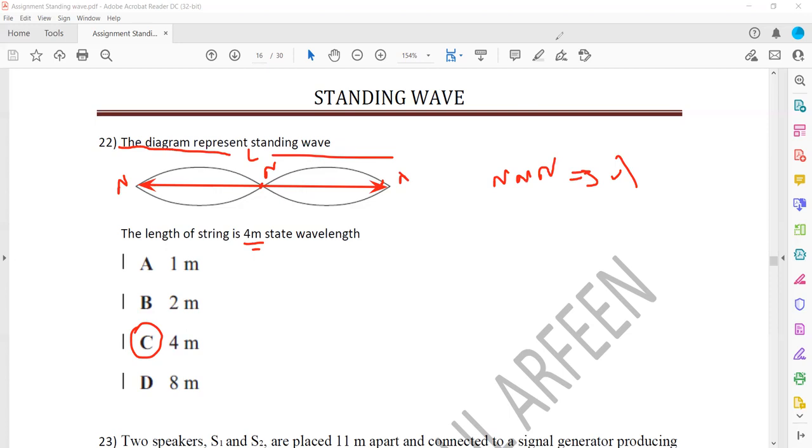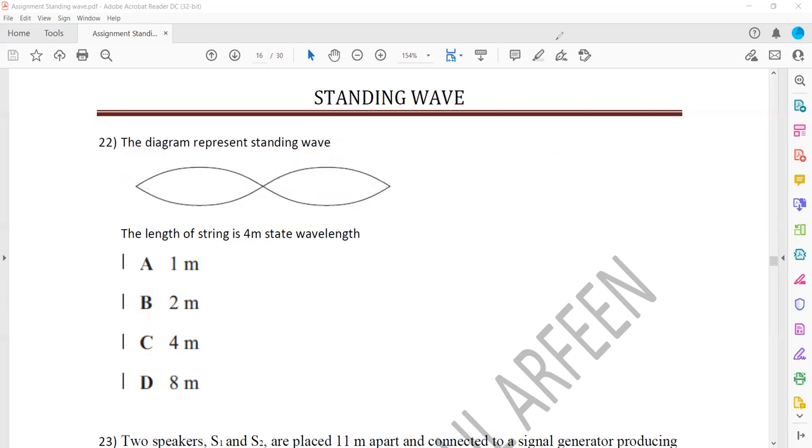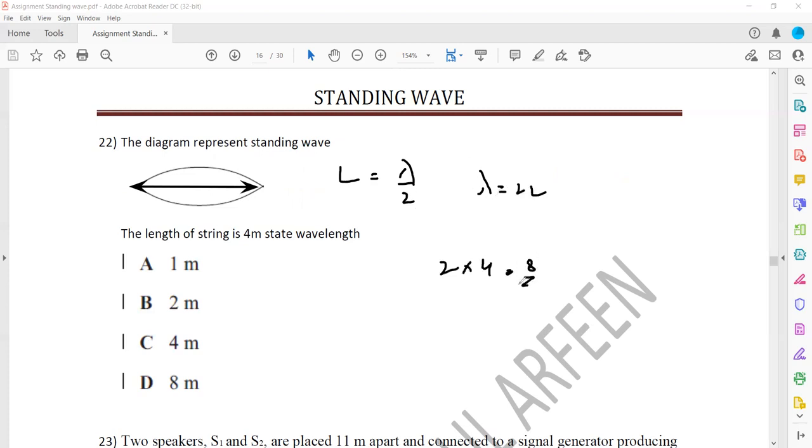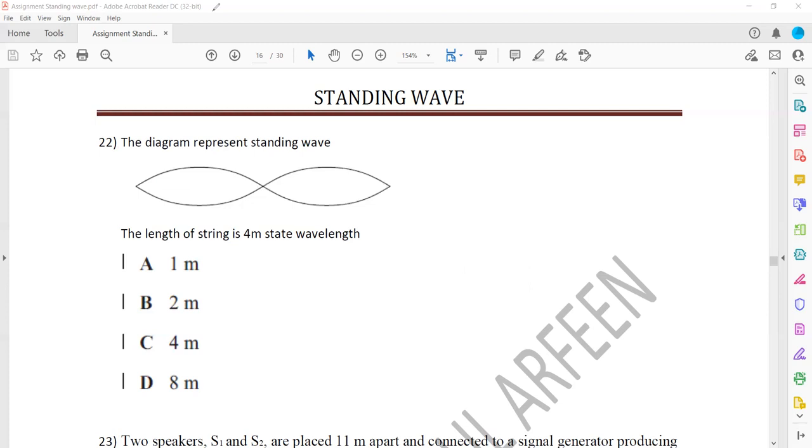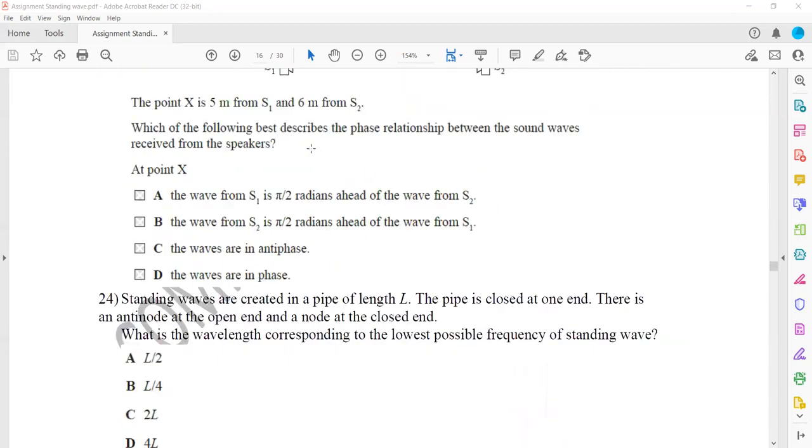If this was only half of it, for example, if they say only this part was given or shown, then what we can say is length is equal to lambda by 2, or lambda is 2L. In that case, it will be 2 multiplied by 4, which is equal to 8. In that case, D will be the answer, but in the original question, it is one complete wavelength as 3 successive nodes are there.